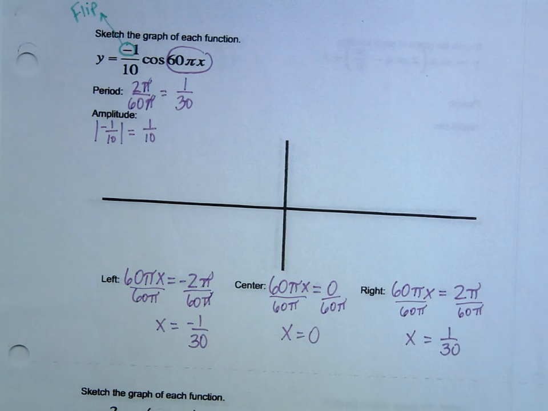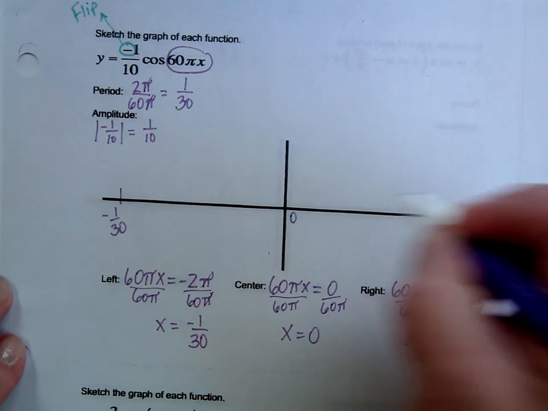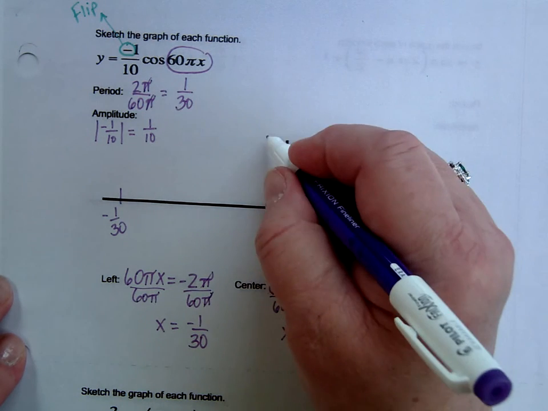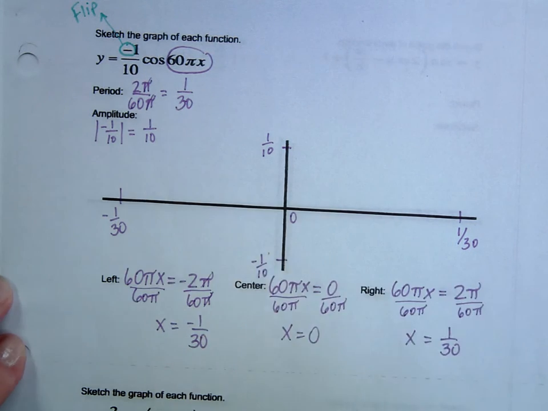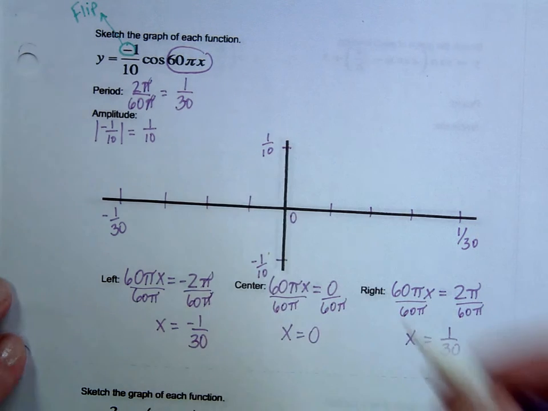All right, all my pieces are there, my 5 pieces. Here I go. Left, negative 1/30. Center's at 0. Right is at 1/30. The height is 1/10. Lowest is negative 1/10. 4 dashes on either side. And here I am ready to go.